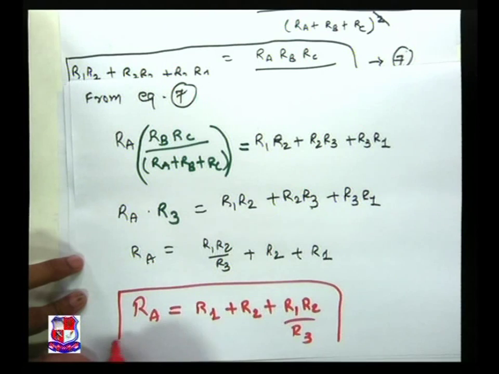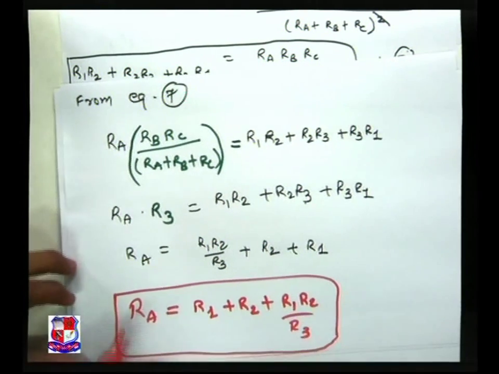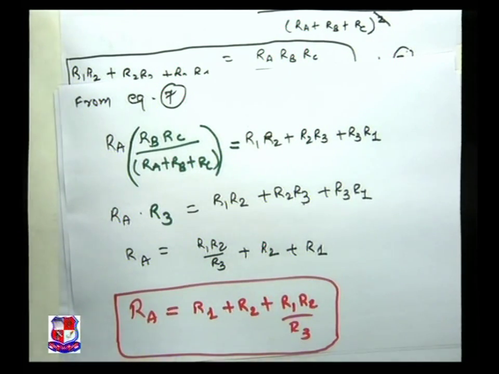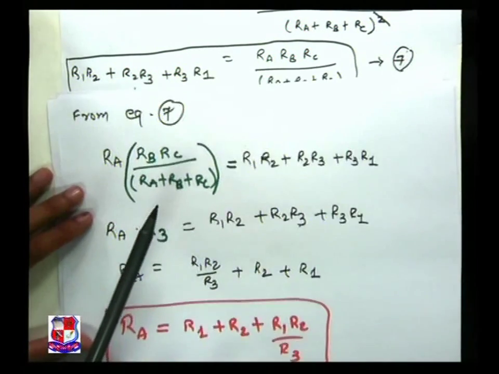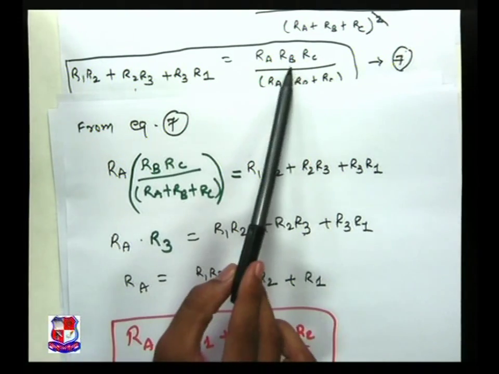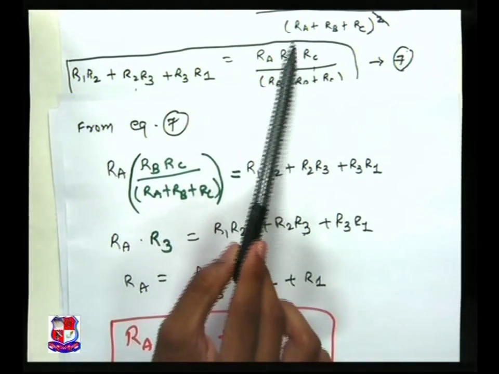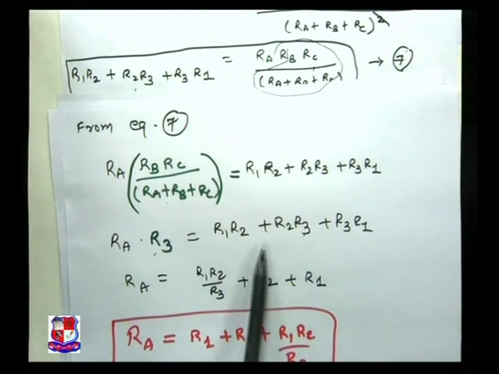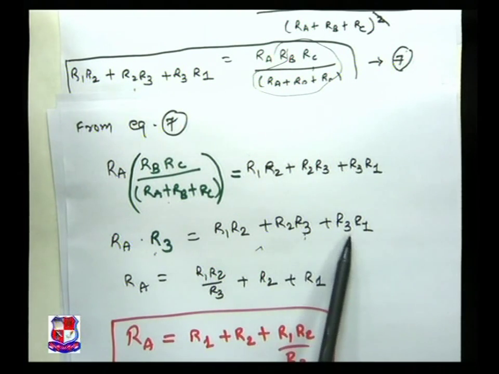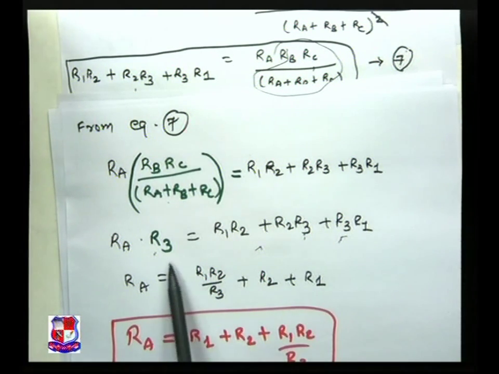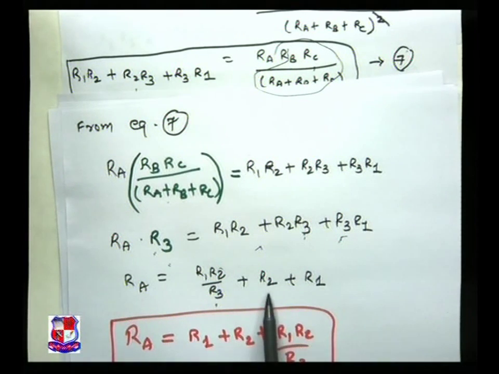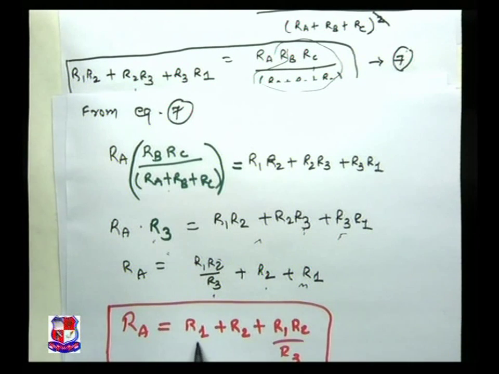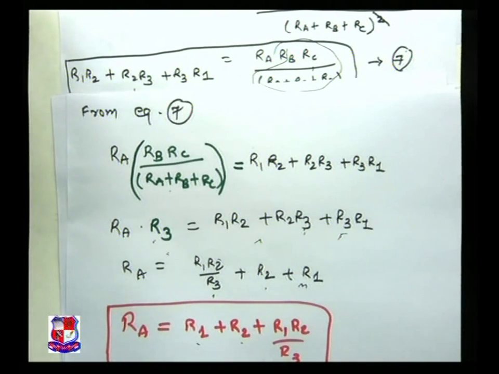This is the first equation of the first branch, RA of delta. See how simple, we just modified equation number 7. We take RB into RC in multiplication, separate out this part and we get R3. R3 goes into the denominator and R3 cancels out. So we get R1 R2 upon R3 plus R2 plus R1, which is arranged as R1 plus R2 plus R1 R2 upon R3.